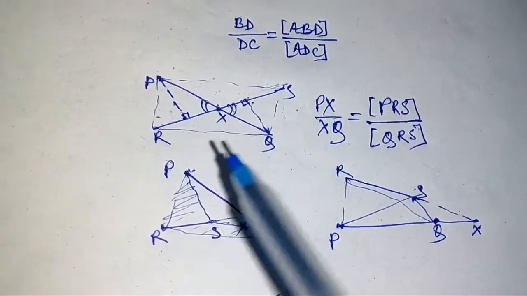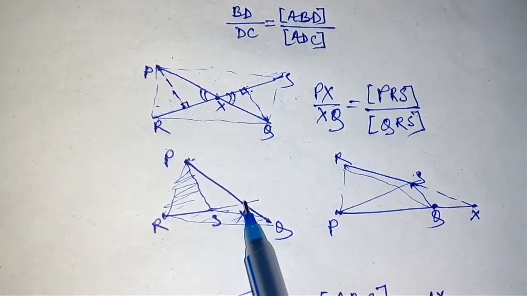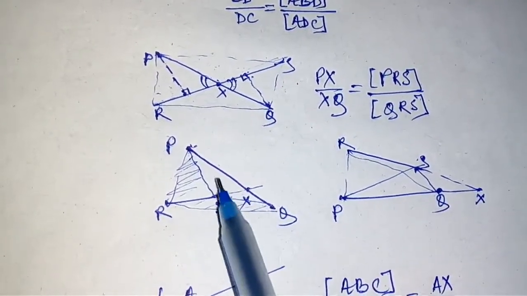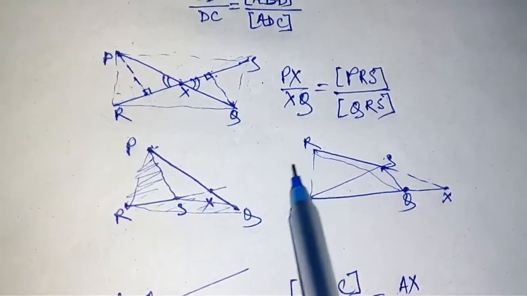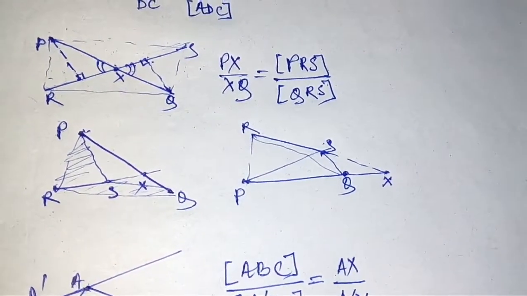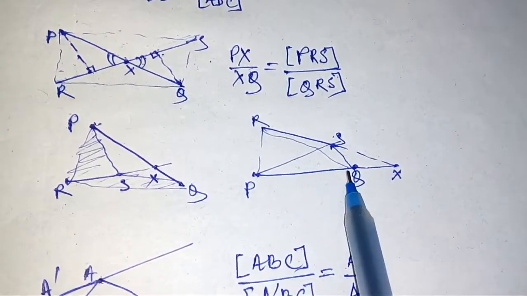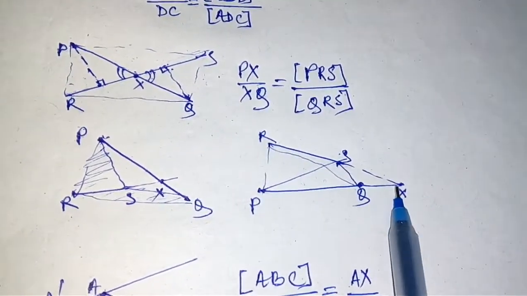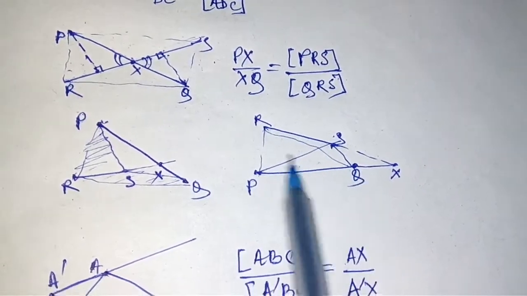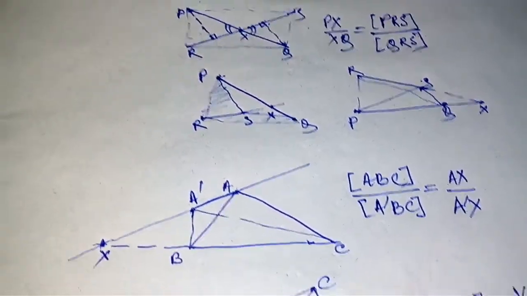Now this can be extended. If RS is not exactly meeting, but meets at a point X when extended, then the same theorem will hold. The area ratio PRS by QRS will be PX by QX. Similarly, if it is not meeting exactly but meets when extended, the same theorem will hold, that is PX by XQ. Note that PX is this whole line, and it will be equal to the ratio of PRS and QRS.